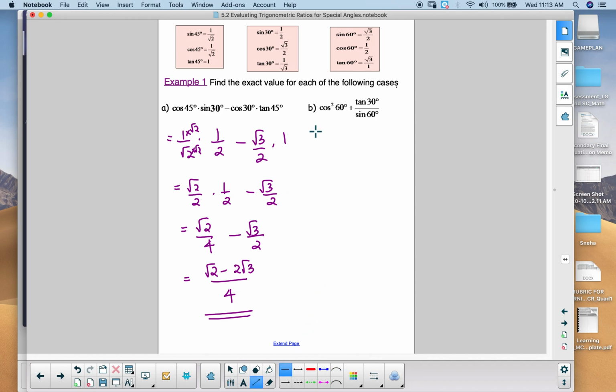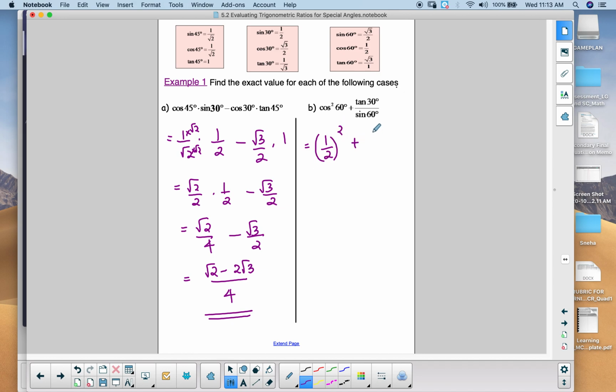We're going to do the same thing now with question B. I'm just going to draw a line to separate it. We have to find the exact answer for cos squared 60 plus tan 30 divided by sine 60. So cos of 60 is 1/2. So square of that, 1/2 squared, plus tan 30 is 1 over root 3 divided by sine of 60, which is root 3 over 2.